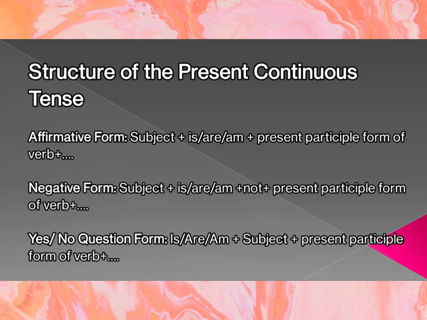First is affirmative form. Subject plus is or are or am plus present participle form of verb. Is will be used with the singular noun, are will be used with the plural noun, and you, am will be used with I. Negative form: when we are making negative form, we will be using subject plus is, are, am plus not plus present participle form of verb. If there will be yes or no question form, then is, are, am will be there first, then subject, then present participle form of verb.